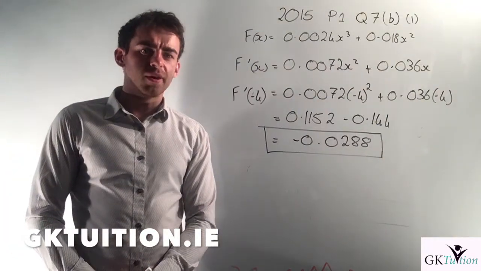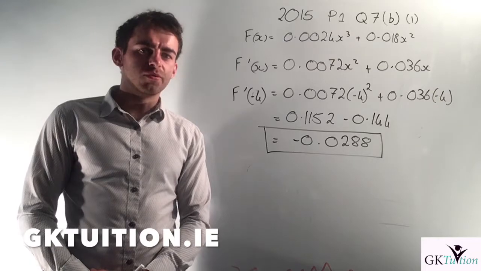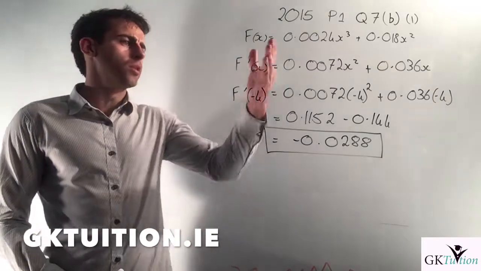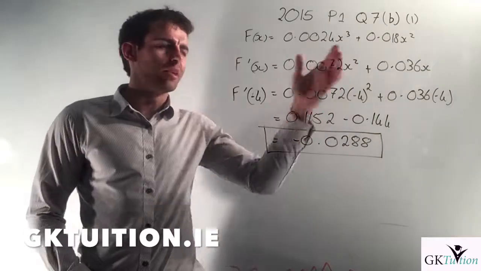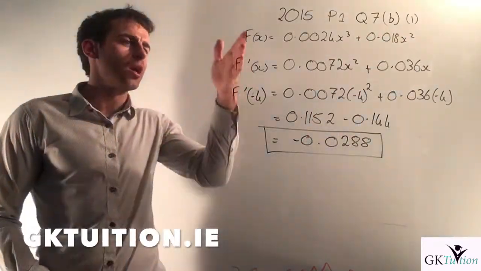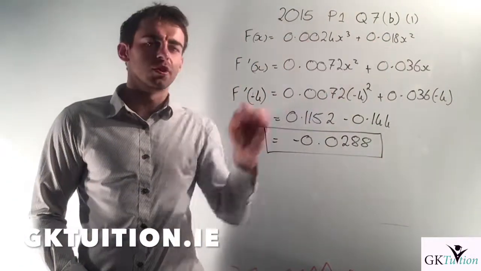Okay, now in the next part of the question, we're asked to find the derivative of f of x when x equals minus 4. So notice now my c times x and my d are gone because I know c is 0 and I know d is 0. So my f of x has now just got two terms in it.